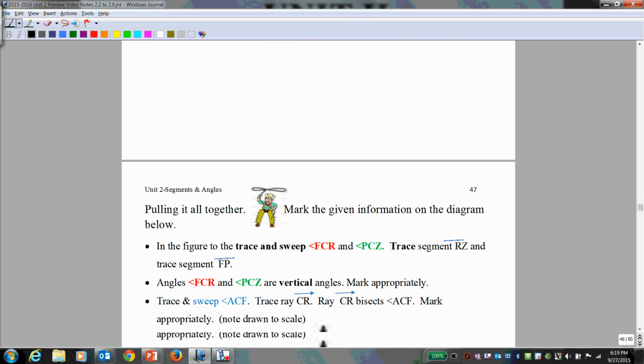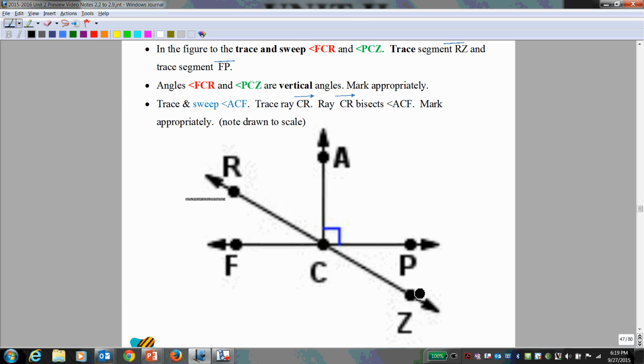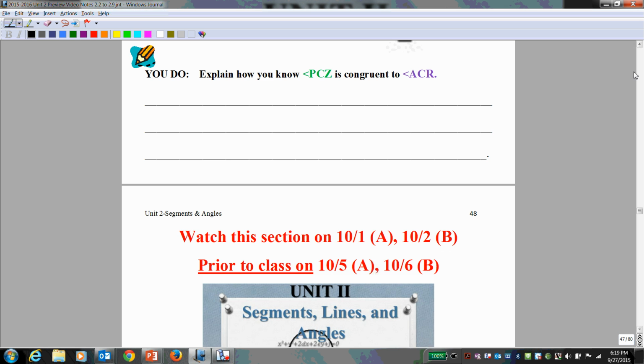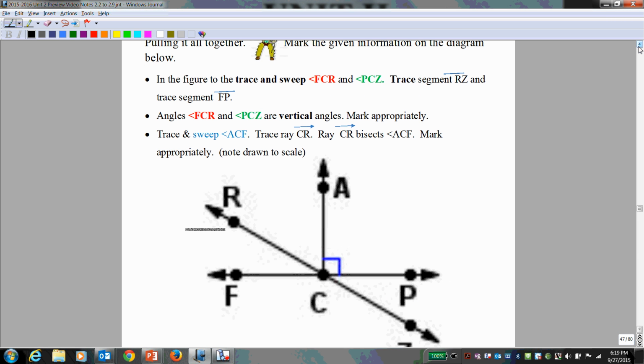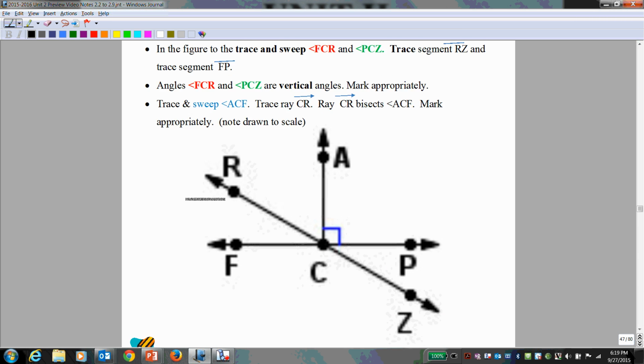Let's pull it all together. We're going to mark this information on the diagram. Very carefully, pulling it all together. In the figure below, trace and sweep angle FCR. I'm going to use red. If you can stay with the same colors with me, that would be good. FCR. Trace and sweep. And angle PCZ. Trace and sweep.